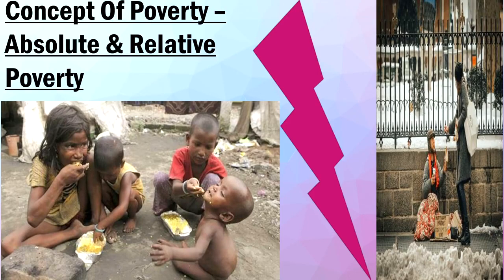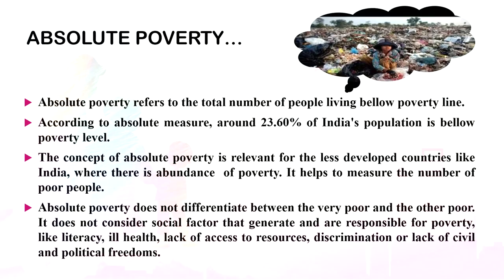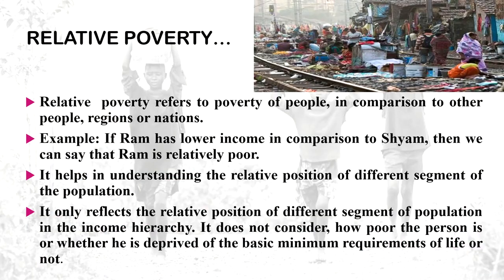Before heading towards the concept of poverty, we must know about the concept of absolute poverty and relative poverty. There is a basic difference between absolute and relative. So what is absolute poverty? Basically, absolute poverty refers to the total number of people living below the poverty line. According to the absolute measure, around 23.60% of India's population is below the poverty level. Whereas relative poverty refers to the poverty of the people in comparison to other people, regions or nations.